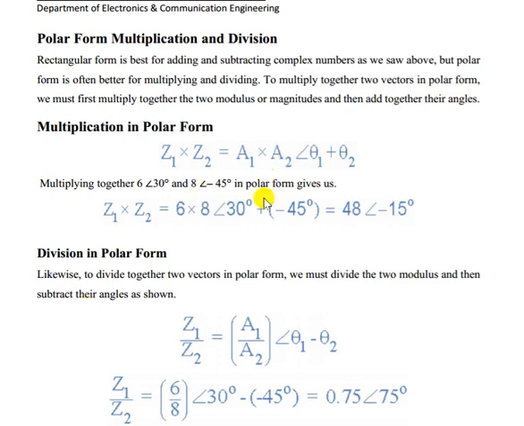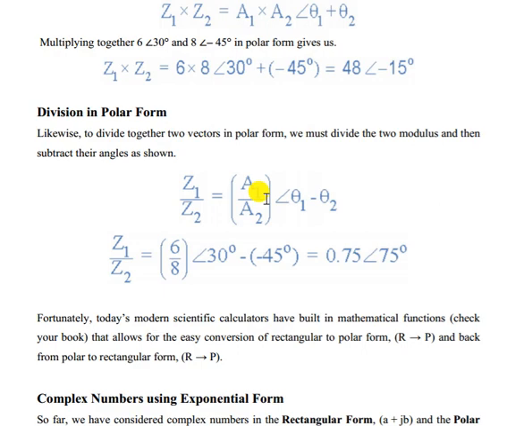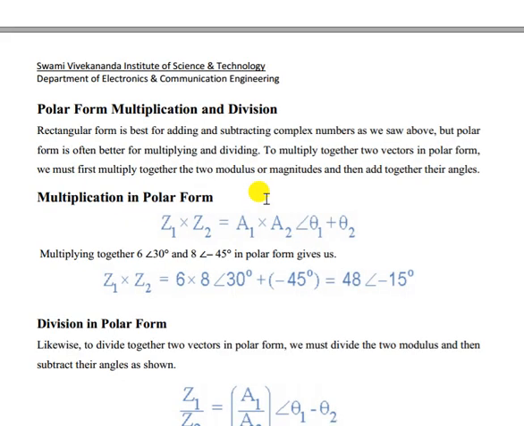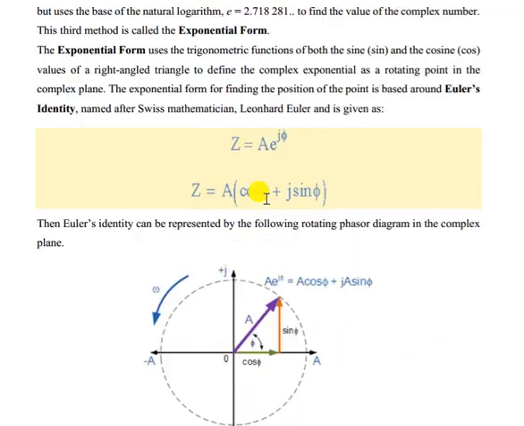Whenever you have to do multiplication and division, we can apply polar form, and in the case of subtraction and addition, we can apply Cartesian form, and in between we can convert polar to Cartesian and Cartesian to polar, depending on the calculation.